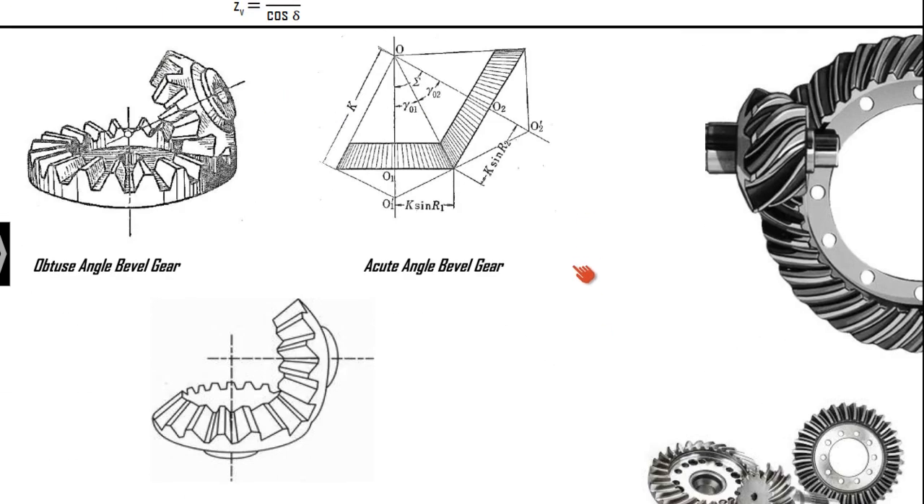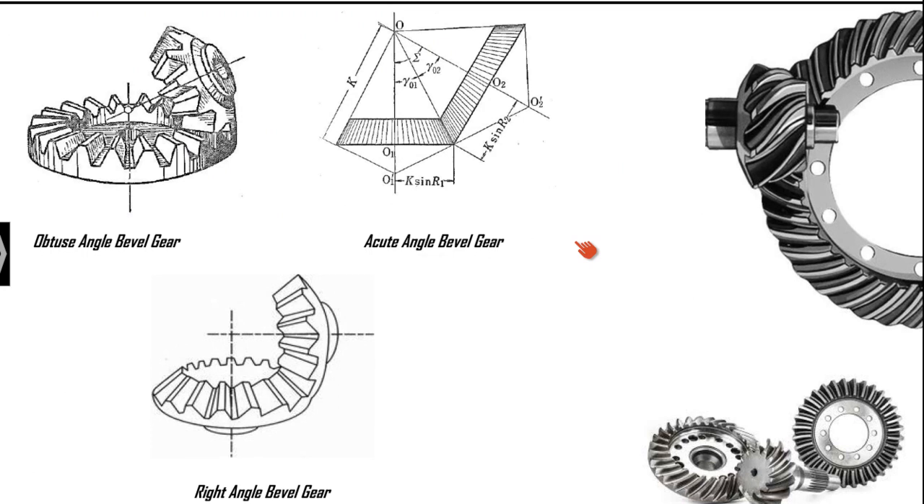Now moving forward, in the design we will be mainly focusing on the straight bevel gears. We are not designing the spiral type bevel gears, we will be designing the straight bevel gears. The straight bevel gears are mainly of 3 types. One is the obtuse angle bevel gear, second is the acute angle bevel gear, and the third is the right angle bevel gear. I think the names are self-explanatory.